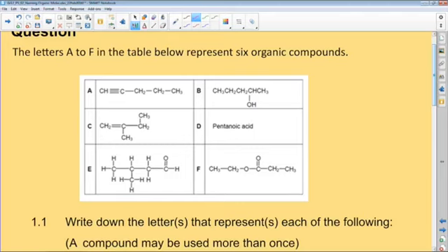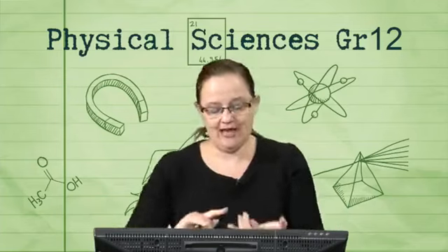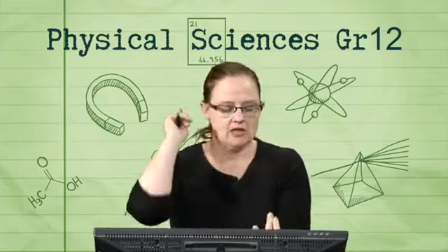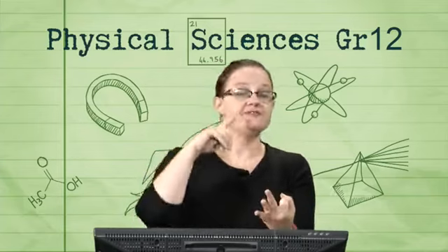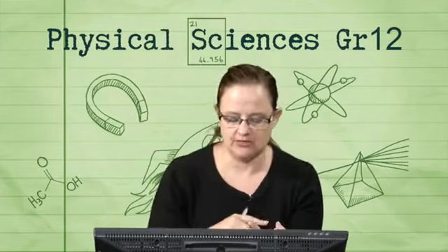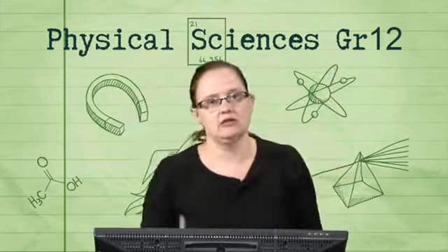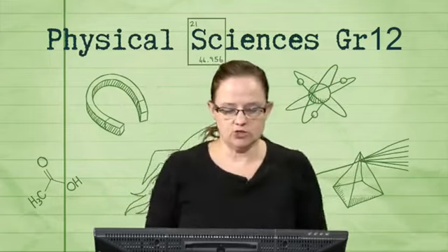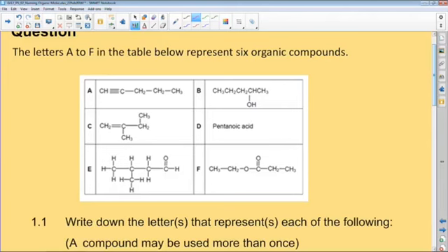Now, with the way this table's drawn, you are always going to have to do things like identify functional groups, identify saturated, unsaturated, identify isomers, which we'll do within a second, name things, draw things. Those are all things that are going to come up. So we're not going to worry about the naming for now, but let's identify the functional group and the series it belongs to. So A, there's a triple bond that makes this an alkyne.